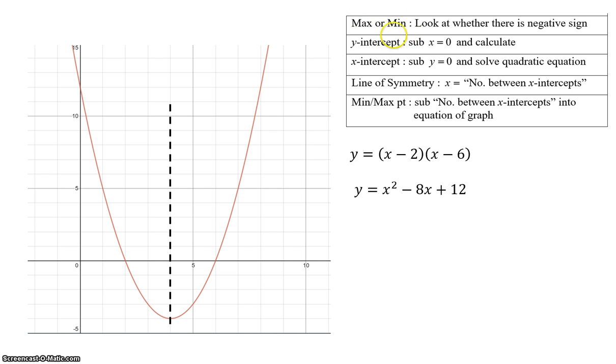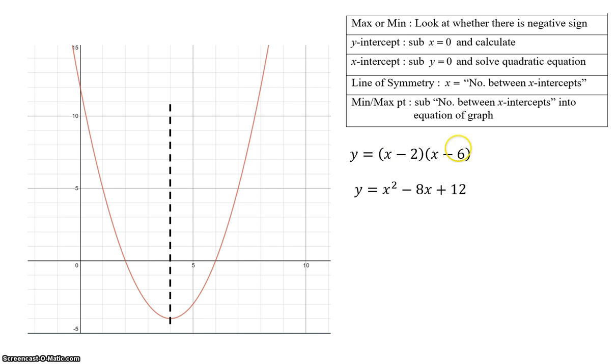So first of all, we have the maximum or minimum shape. In this case, you can see that it's a U shape with a smiley face, right? So this is what we call a minimum shape, because in a shape like this, there's a minimum point, the lowest point. Okay, so how do we figure out what kind of graph it is?